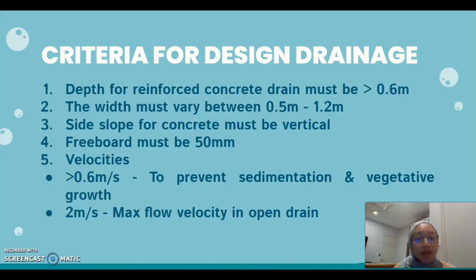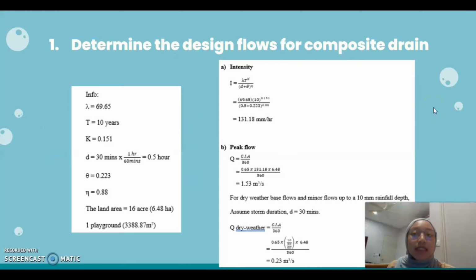Freeboard must be 50 mm. For the velocity, it has to be more than 0.6 meter per second to prevent sedimentation and vegetative growth. The maximum flow velocity in open drain is 2 meter per second. So the first step is to determine the design flow for composite drain.